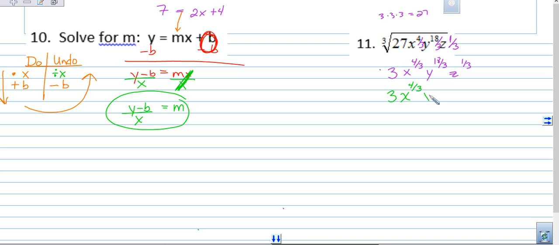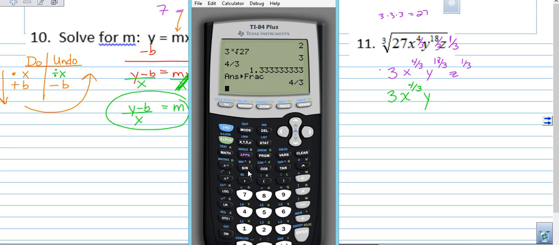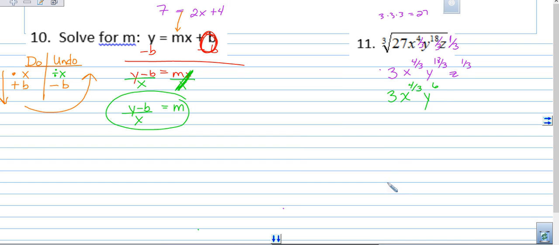Okay? Y to the 18 over 3, maybe you don't know 18 divided by 3 is 6. So you go 18 divided by 3, math, enter, enter, and you get 6. So you take that and you write 6. And then z to the 1/3. Well, 1/3 you should know will not reduce, and so then you'll get your final answer as this.